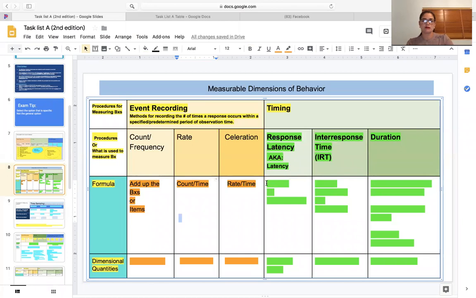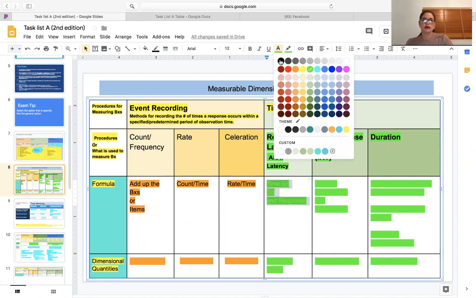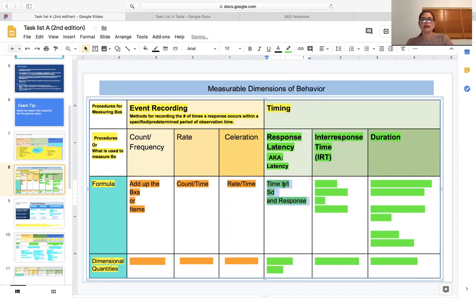Response latency, or latency. Oh, you're talking about the average? Like if they were to give you a problem. Let me just show you so you know what I mean. I would put it like time between SD and response, right? That's what it means. You need to look at when the SD is presented and when the response starts. So it's the time between them.